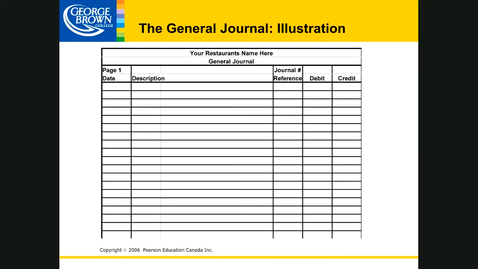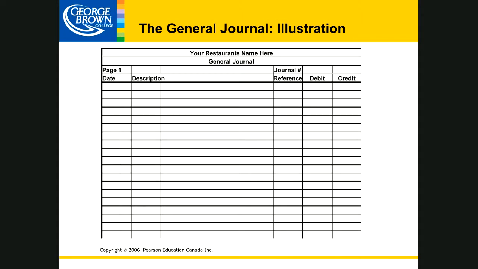This is an illustration of the general journal. You'll notice that on the left-hand side of this worksheet, there's a space with the date. This is where we put the date when the transaction occurred. This is also how we can record business transactions chronologically.